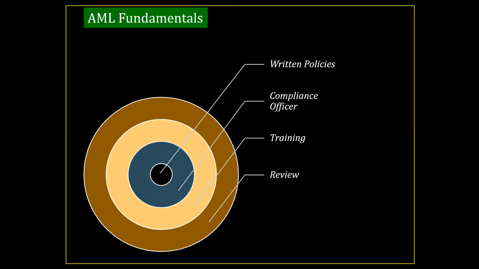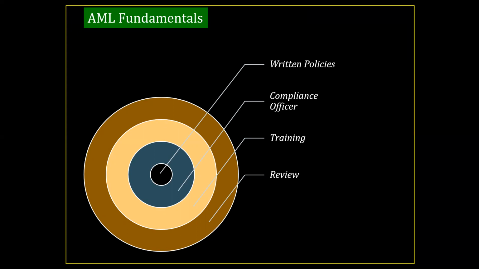The third one is training. Every employee who deals with customers or transactions in any way needs to understand your company's policies and procedures. They need to understand the legal requirements, techniques used by money launderers, checks they should make, and how to report suspicious activities. Training isn't a one-time thing. Look at refresher programs to keep staff vigilant and informed, to ensure the program is up to date.